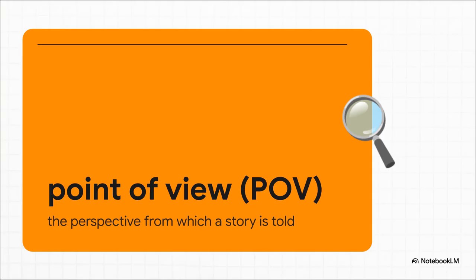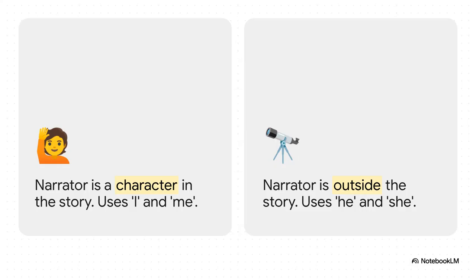Okay, so at its core, point of view, or POV for short, is really just the lens the author hands us. Think of it like the camera angle for the movie playing in your mind. Is it a tight close-up on just one person's thoughts, or is it that big, sweeping wide shot that sees the whole scene? It pretty much boils down to two main types: first person and third person. And the secret to telling them apart? It's all in the pronouns.